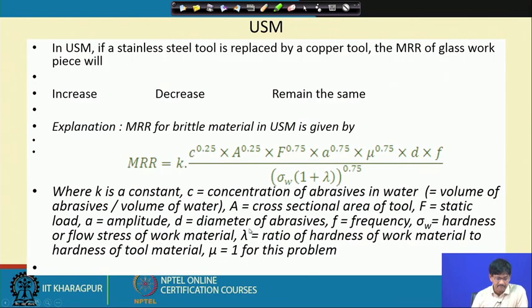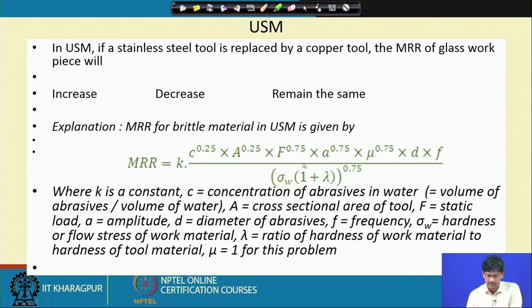Next, ultrasonic machining. In ultrasonic machining, if a stainless steel tool is replaced by a copper tool, the MRR of the glass workpiece will increase, decrease, or remain the same? So, a tool is replaced. Remember the tool which was vibrating against the workpiece? Now, if the steel tool is replaced by a copper tool, the tool is softer.